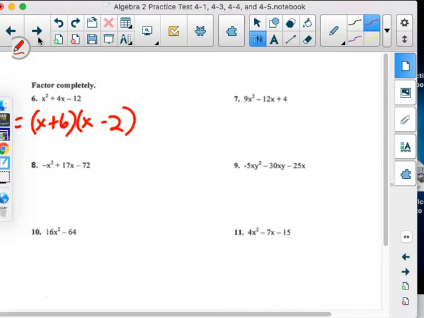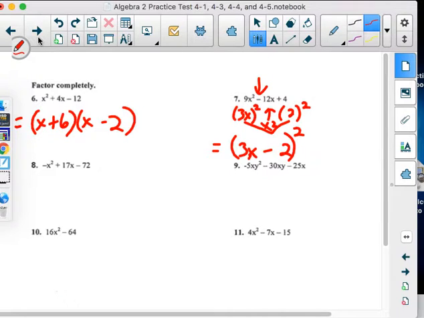I go over to number 7, and I'm looking for a greatest common monomial factor for 9, 12, and 4, but there aren't any. And then I think, well, hang on a second. 9x squared, that's a perfect square of 3x, and 4 is a perfect square of 2. If I multiply 3x times 2 and double it, do I get 12? 3x times 2 is 6x, 6x times 2 is 12x. Oh, this is a perfect square trinomial. So I'll put the 3x in the front, the 2 in the back, and since that has subtraction, that'll go right there. 3x minus 2, the quantity squared.